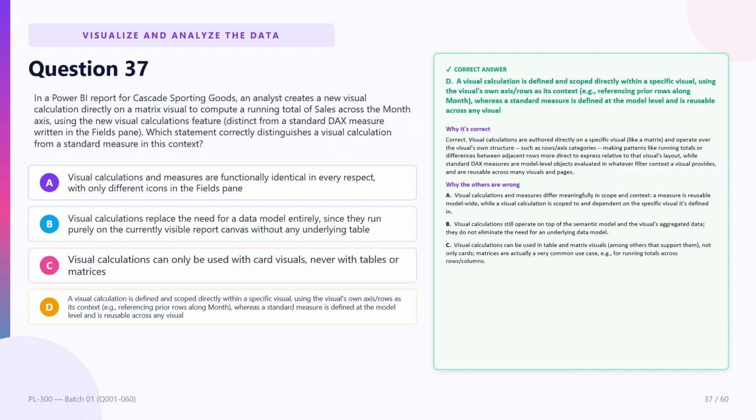A. Visual calculations and measures differ meaningfully in scope and context. A measure is reusable model-wide, while a visual calculation is scoped to and dependent on the specific visual it's defined in. B. Visual calculations still operate on top of the semantic model and the visual's aggregated data. They do not eliminate the need for an underlying data model. C. Visual calculations can be used in table and matrix visuals, among others that support them, not only cards. Matrices are actually a very common use case, for example, for running totals across rows or columns.